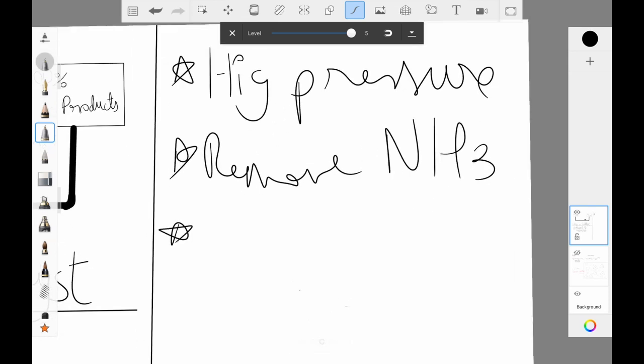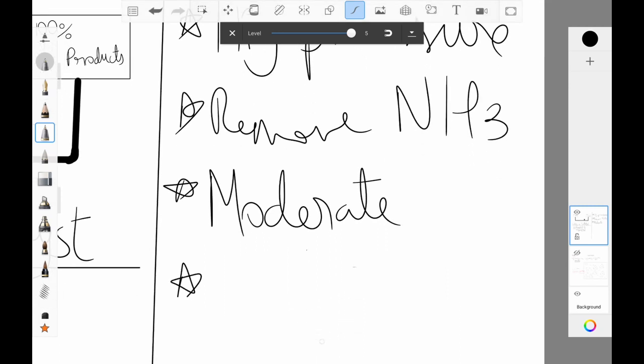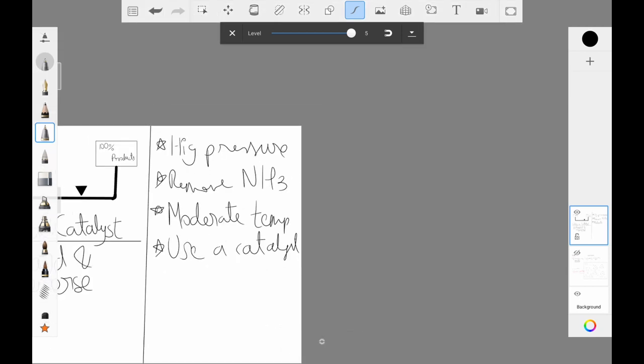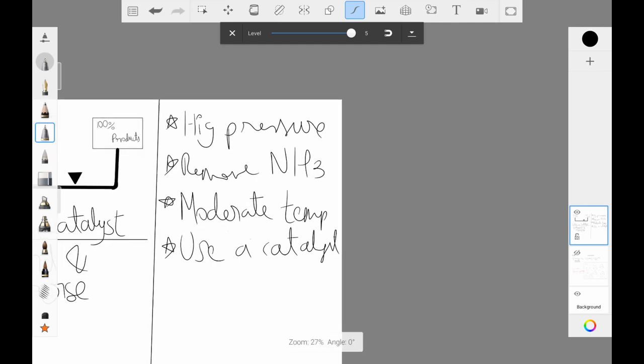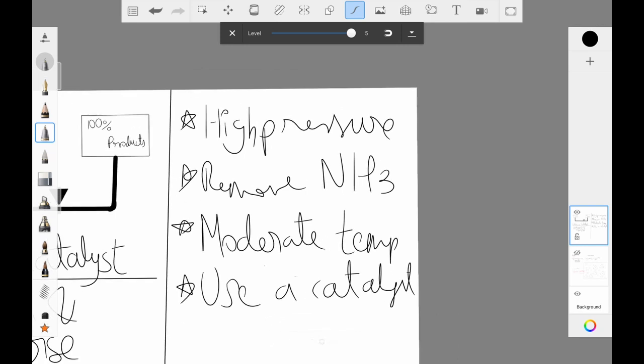You also need to use a moderate temperature, because remember, if your temperature is too high, then you're reducing the yield because it favors the backwards reaction. But if it's too low, then the reaction rate will be too low, regardless of whether or not you use a catalyst. And speaking of catalyst, you use a catalyst. So these are the theoretical optimum conditions for producing ammonia. But practically speaking, the conditions are different, and you'll find out about this when we cover the Haber process in a few minutes.